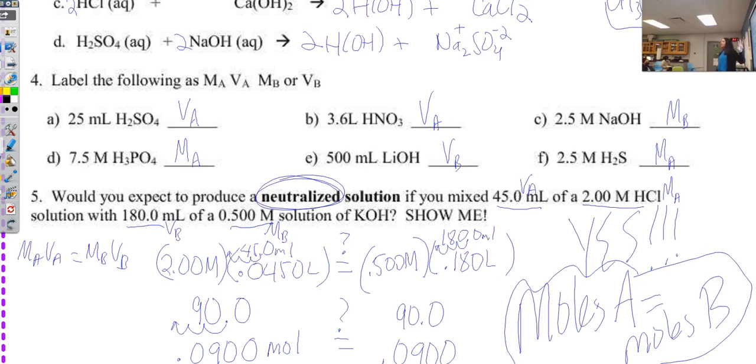All right. This question was not asking us to solve for MAVA or MBVB. What it's asking us is, is it neutralized? Which means, what are they actually asking us? Are your moles equal to each other? Okay? And so what you do is you simply set up MAVA and MBVB, and you check to see, are they equal to each other? And as it turned out, they were in this case. Okay?